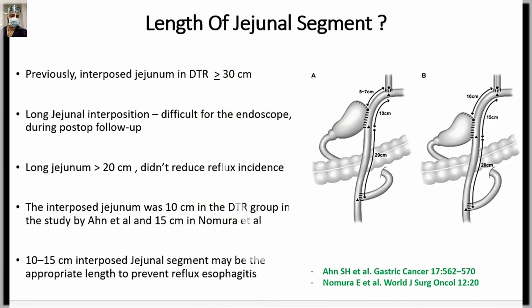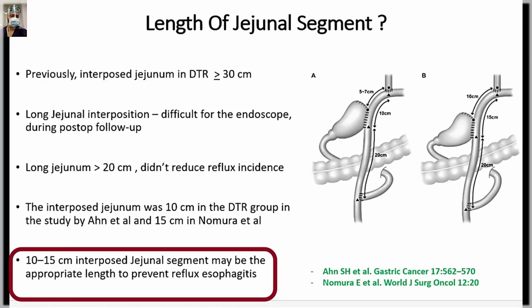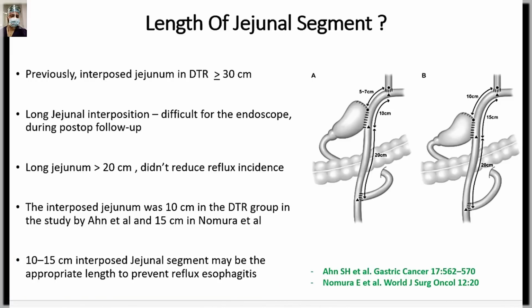The interposed jejunum was 10 centimeter in the DTR group in the study by Ahen et al., and 15 centimeter in the group by Nomura et al. So a 10 to 15 centimeter interposed jejunal segment may be an appropriate length to prevent reflux esophagitis symptoms. As given in this picture, from the esophagus to the remnant stomach, this segment should be approximately 10 to 15 centimeter, and from the stomach to the jejuno-jejunostomy site, it should be around 20 to 25 centimeter.